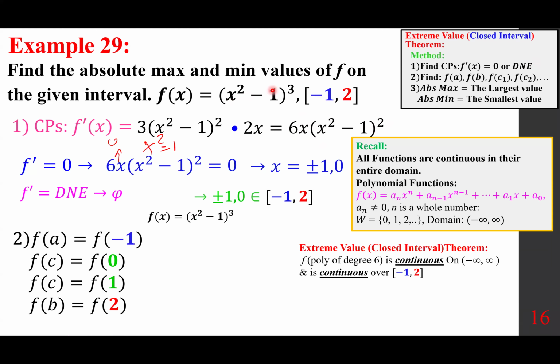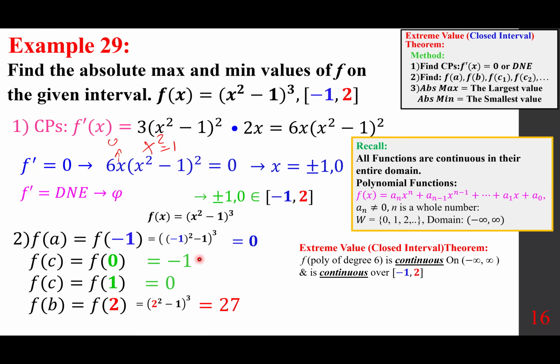The original function x squared minus 1 cubed. If I put -1 here, becomes +1 minus 1, 0, 0 cubed is 0. By the way, 1 works exactly the same way. If I put 0 here, I get -1 cubed, which is -1. And as I said, 1 works just as well as -1. And if you put 2, 2 squared is 4 minus 1, 3 cubed is 27.